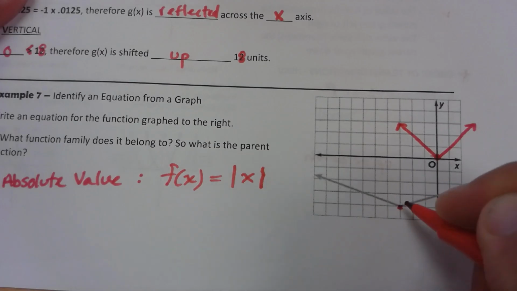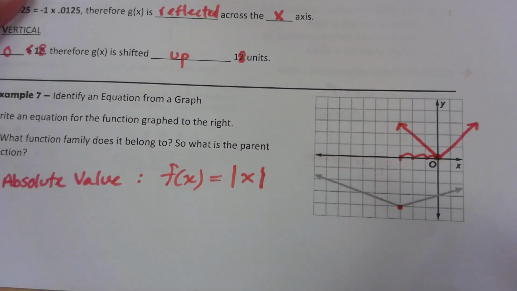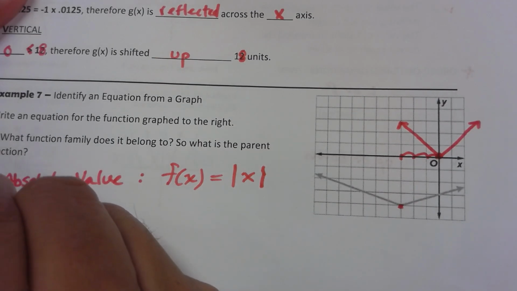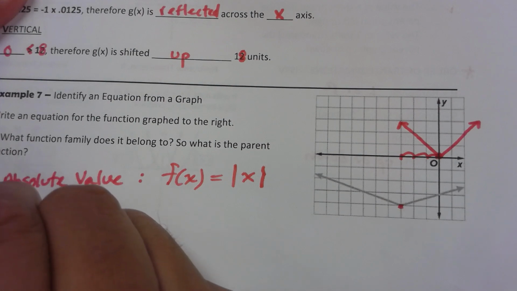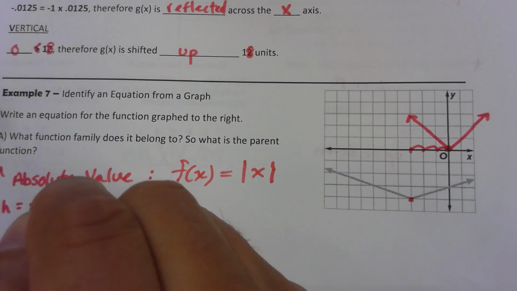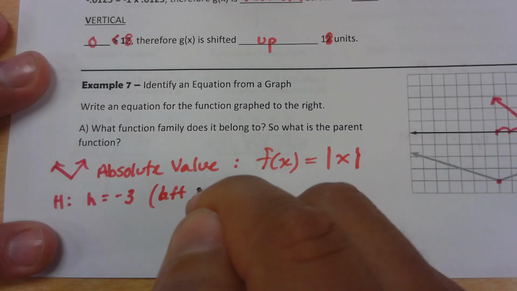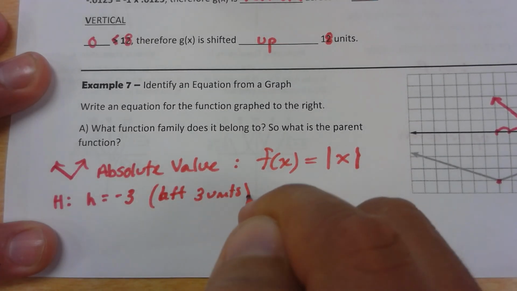So this is the vertex here, so we need to come to here. How many units left is that? 1, 2, 3. So h equals -3. That's important. So this was left 3 units. Okay?